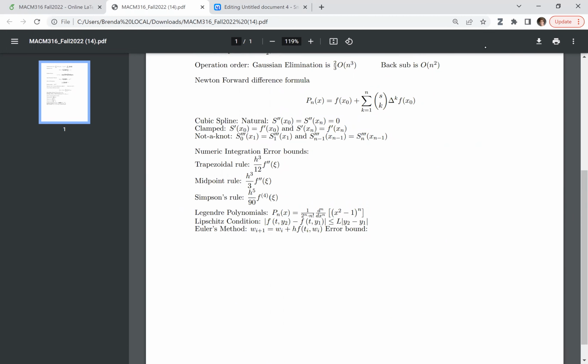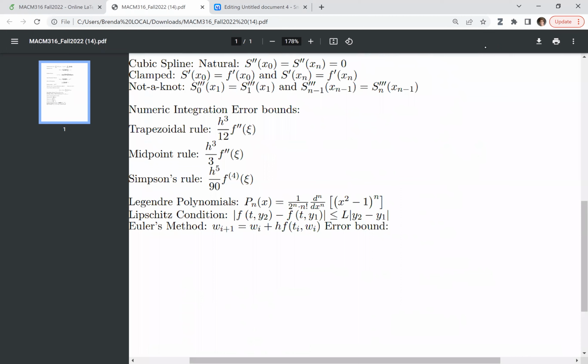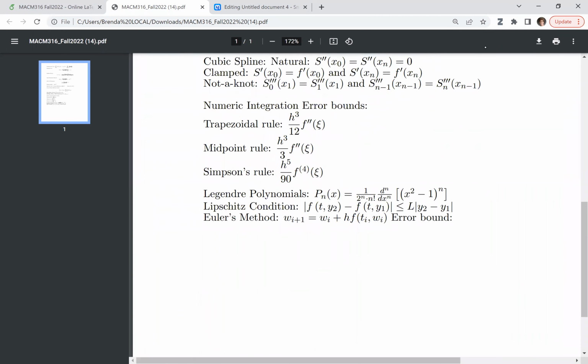I added the definition of the Legendre polynomials so that you can compute them should you need to, which you will probably not need to, but that makes you happy because you don't have to think, oh, what if I have to know those things? No, probably I will either tell you, like P1, P2, and P3 are these guys, or if that fails, there's a method for computing them. The Lipschitz condition and the Euler method, to which I'll add the error bound.